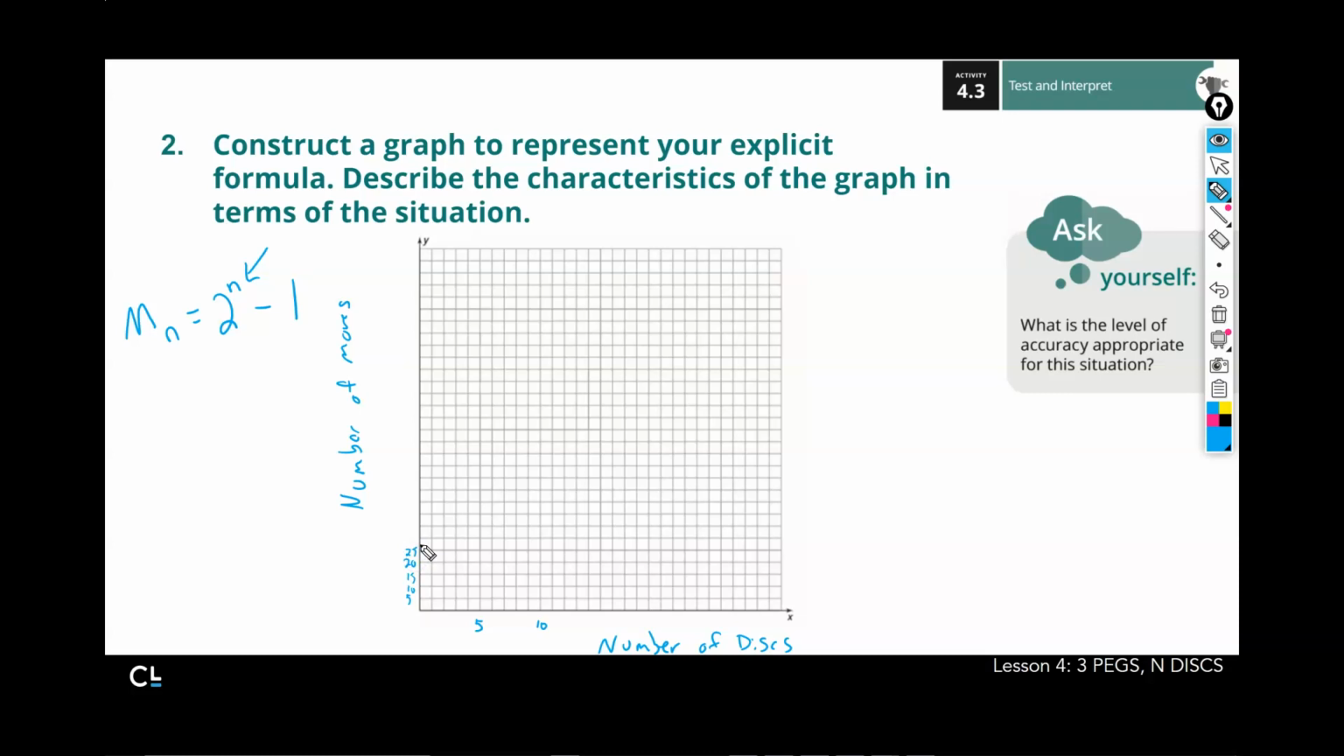So if I just graph my table, I've got 1 and 1, which is just barely above that line. 2 and 3, just a little bit higher. 3 and 7. 4 and 15. 5 and 31. So that's 31. Hopefully you can see this exponential pattern.